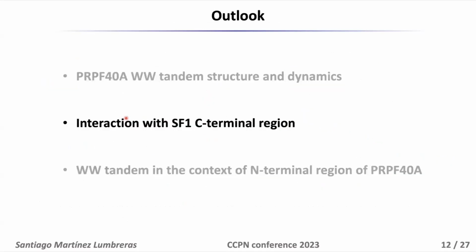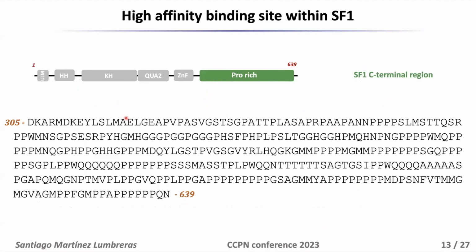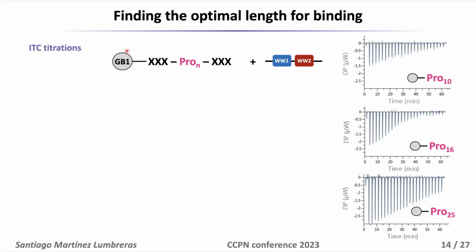Okay, so having first analyzed how the tandem looks in solution, we now move to the analysis of the interaction with SF1. It's known that PRP40 interacts with SF1 through the C-terminal part, which is believed to be intrinsically disordered and contains quite a lot of prolines. WW domains are known to interact with polyprolines, and before starting to analyze the interaction with SF1, we took a more thorough approach with artificial peptides.